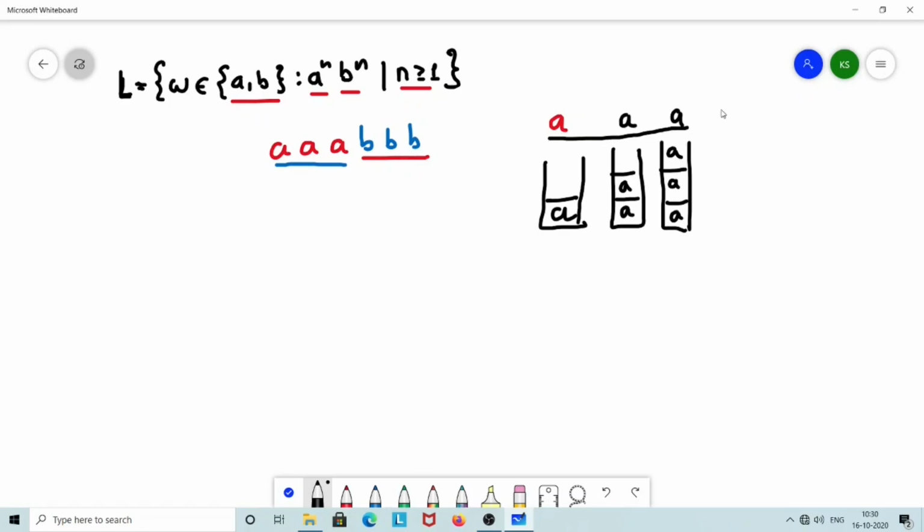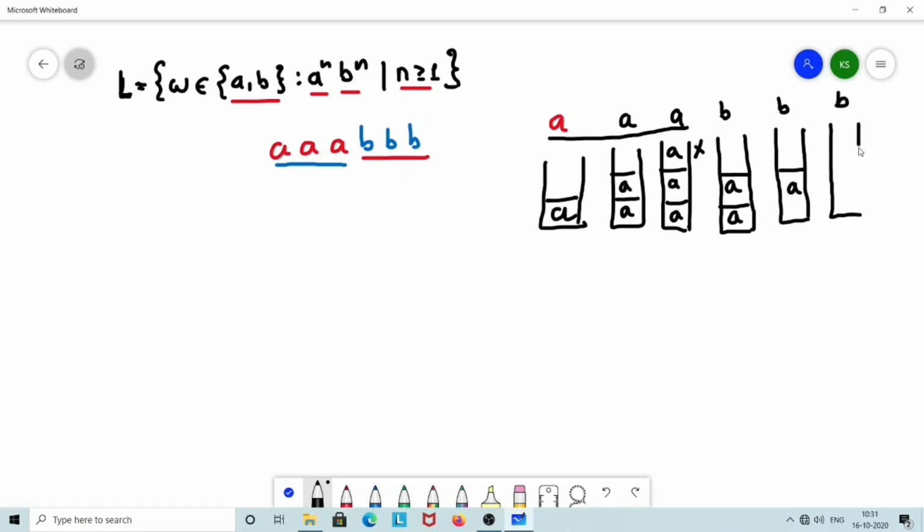And what can we do while encountering B? For each occurrence of B, we will pop out the topmost element on the stack, which in this case is A. After the first B, the content of the stack will be two A's, because I have performed a pop operation. For the second B, again we'll perform a pop operation, so the stack has a single A. And for the last B, I'll pop out the last A present in the stack.